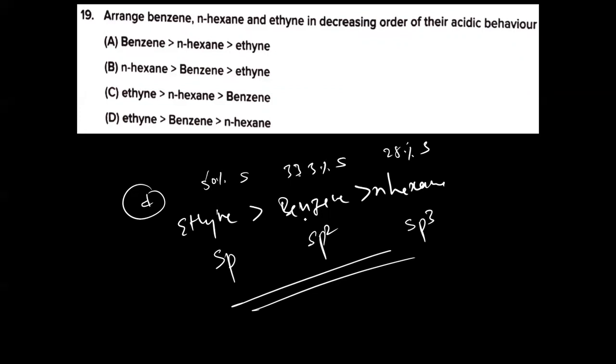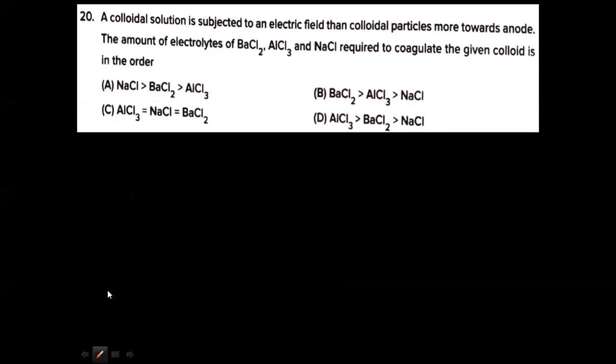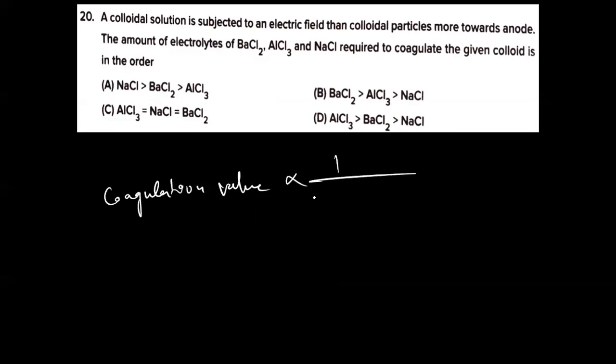Option D. 20. The colloidal solution is subjected to an electric field, then colloidal particle move towards anode. The amount of electrolytes of BaCl2, AlCl3 and NaCl required to coagulate the given colloid is in the order. Here we know the concept: coagulation value is inversely proportional to coagulation power.